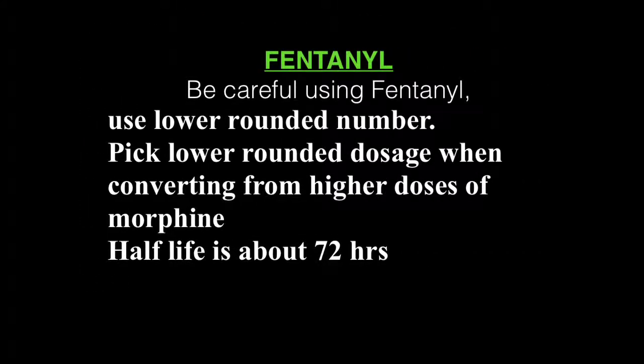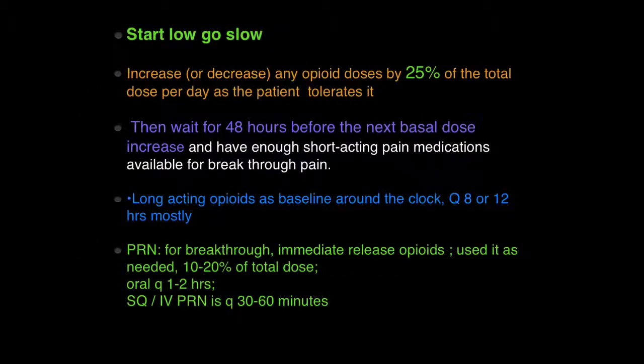For fentanyl, change it every 72 hours. And when you convert the morphine to fentanyl, go to the lower rounded number and use that one with the 25 to 50% reduction for cross tolerance. Increase or decrease any opioid dose by 25%, preferably every 48 hours or more. Give them some time to stabilize the dose, and then you can go up. Long-acting medications, once again, I tell you to give it to them every 8 hours or so.